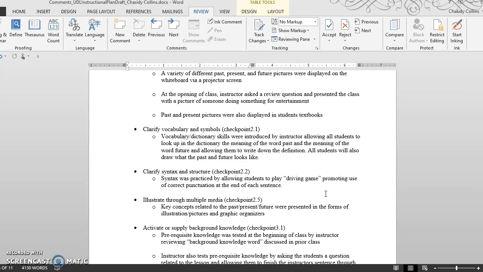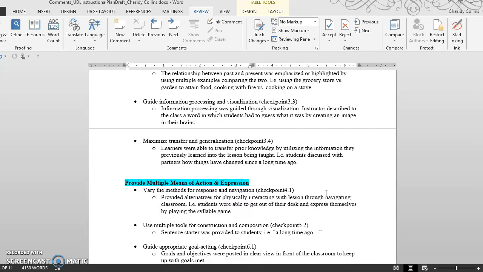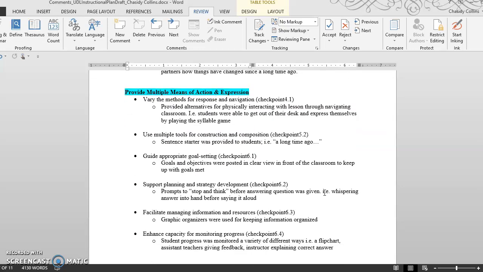And within clarifying syntax and structure of sentences, games were played. Not only did they just verbally review the correct usage of punctuation, they were able to do that by playing games. And four, provide multiple means of action and expression. Lastly, they were able to support planning and strategy development, which was checkpoint 6.2.